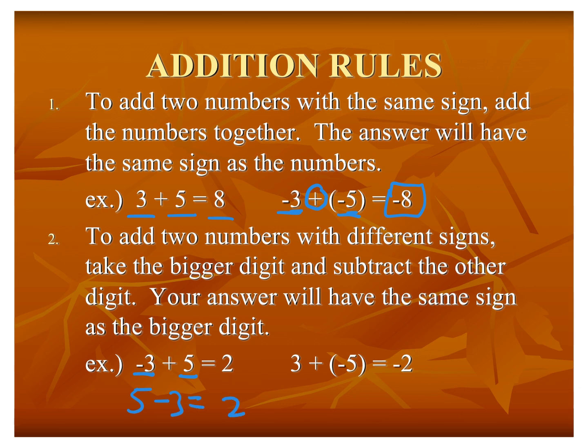Now between negative 3 and positive 5, 5 was our bigger number, so we're going to keep the sign of the 5. The 5 was positive, so our answer is going to be positive 2.